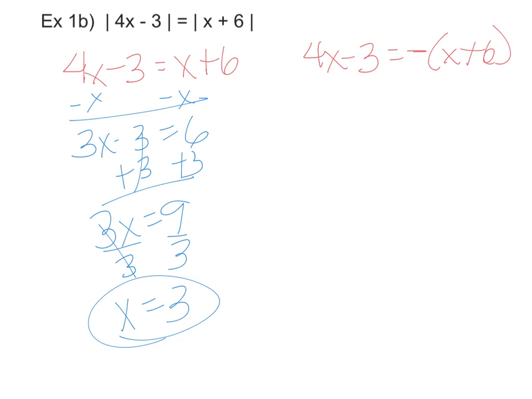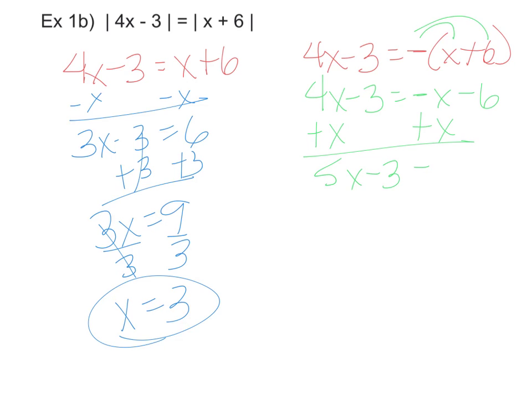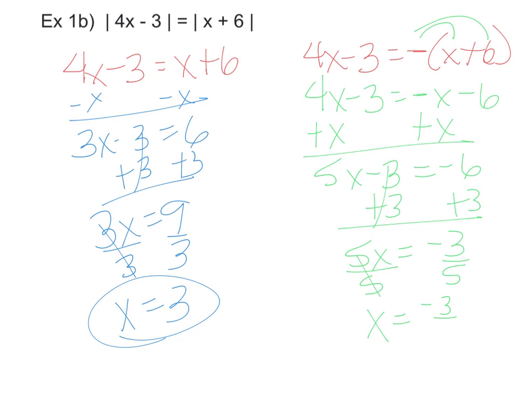Good. For the other one, make sure you are distributing that negative sign first. So you have 4x minus 3 is now equal to a negative x minus 6. Now solve. So 5x minus 3 is now equal to a negative 6. Add 3 to both sides. 5x is equal to a negative 3. Divide both sides by 5, and I now get a negative 3/5.